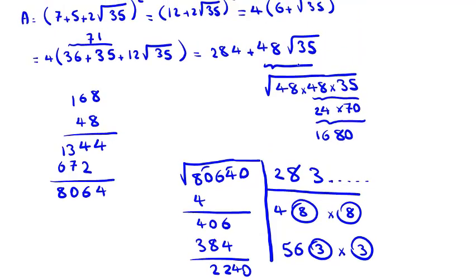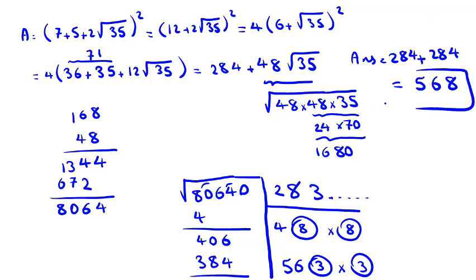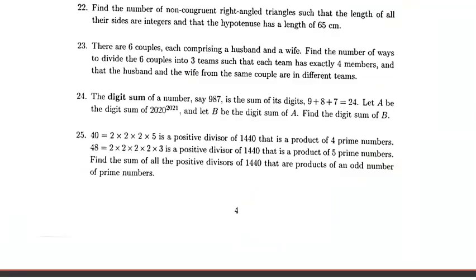Now, if we want to find the smallest number that is greater than this, the answer is 284. So the answer is equal to 8, 16, 5. So the answer of this problem equals 568.